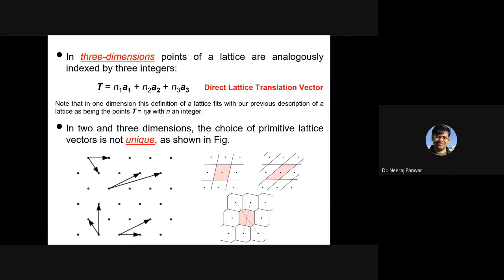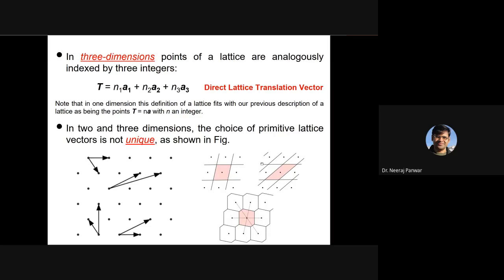A very important statement is that in 2 and 3 dimensions, the choice of these primitive lattice vectors or basis vectors is not unique. There is no restriction on choosing these basis vectors. There is no unique way; we can choose them arbitrarily.